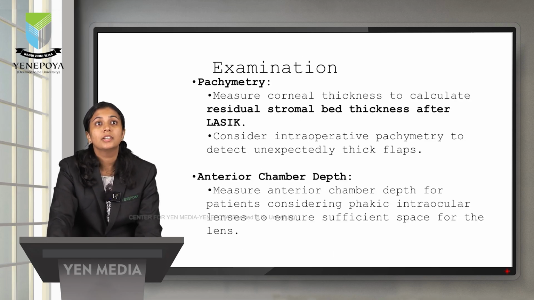Pachymetry is required to measure the corneal thickness to calculate the residual stromal bed thickness. And intraoperatively, pachymetry is used to find out if there are any unexpectedly thick flaps. Anterior chamber depth is more important in case of phakic IOL implantation.